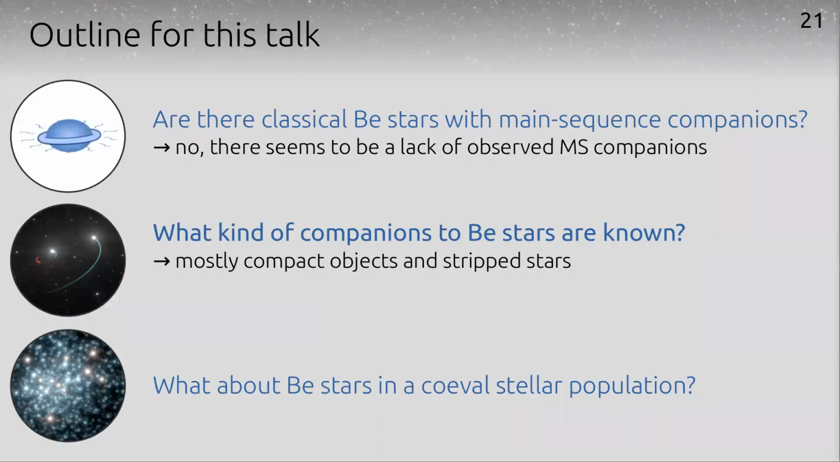But so yeah, as I just said, what kind of BE star companions are known? Well, there's mostly compact objects and stripped stars. And then there is HR6819, which we're still not sure about, but possibly it could be a post-mass transfer system. As I was just saying, this is just one system. And maybe if we take LB1, that's two. But that's just two.